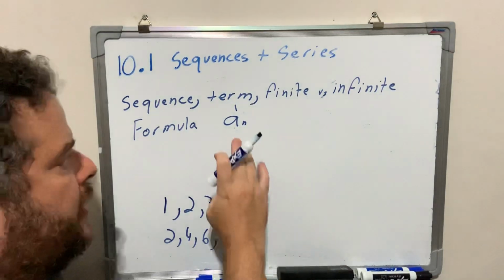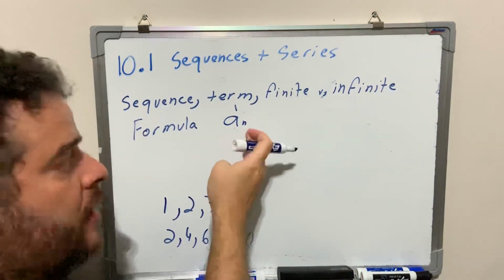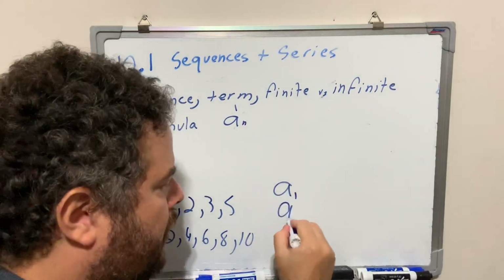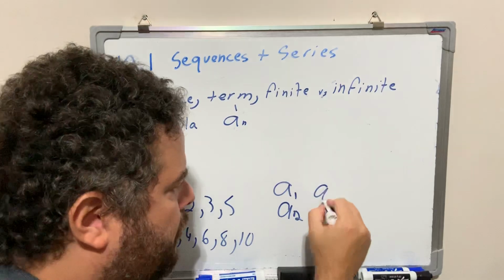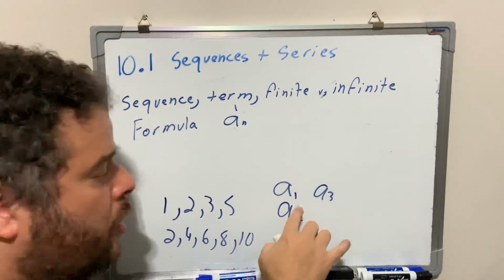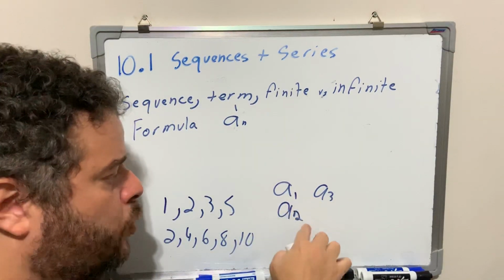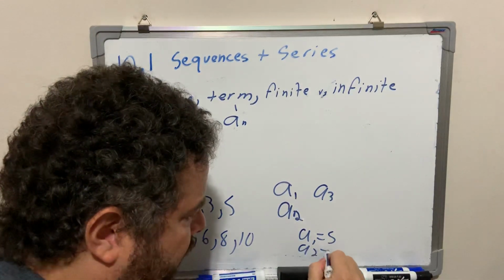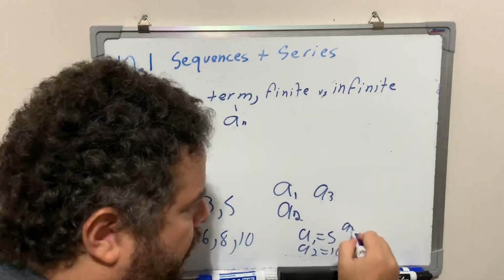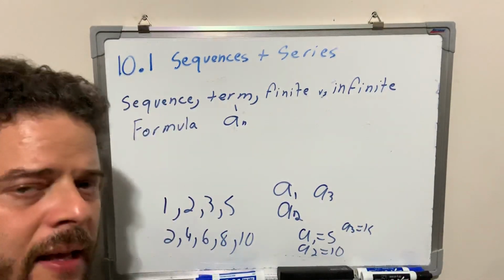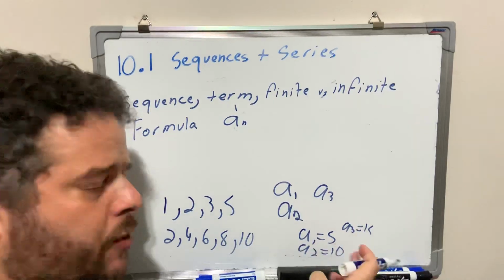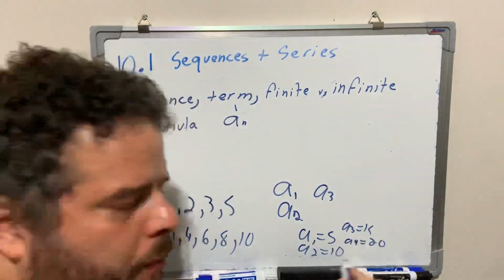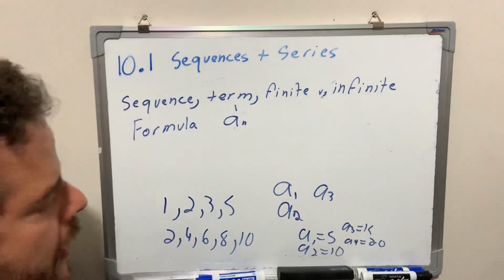And the terms can be listed using this notation, a to the nth term. So this would be the first term, this would be the second term, this would be the third term. Note that this does not represent the actual number. So the first term could be 5, the second term could be 10, the third term could be 15. And just by looking at this pattern, you can definitely see that the fourth term would be 20, because it increases by 5 every time.